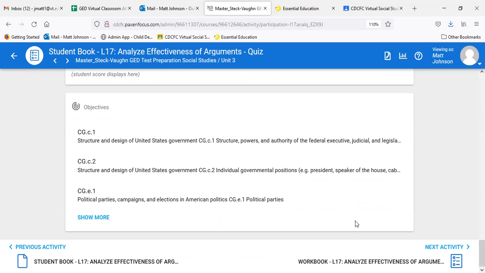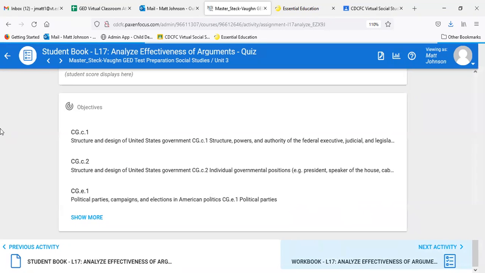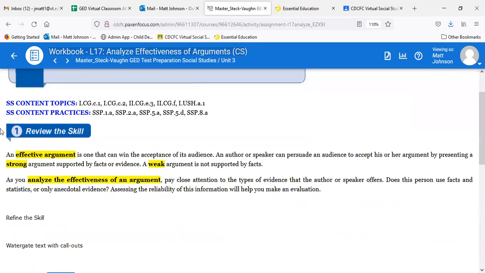All right, so I'm going to go ahead and get over to the workbook here. Again, it says an effective argument is one that can win the acceptance of its audience. An author or speaker can persuade an audience to accept his or her argument by presenting a strong argument supported by facts or evidence. A weak argument is not supported by facts. It's going to use other tactics, right?